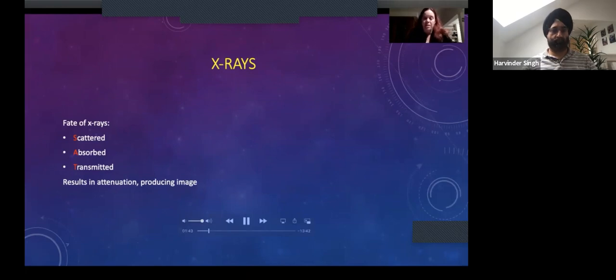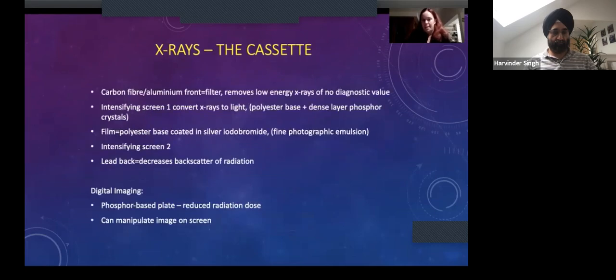Some are scattered, and this is why we use dosimeters to check the background dose in the operating theatre or the X-ray department. Some are absorbed by the tissue that they try to pass through, and some are transmitted through. This results in attenuation and allows production of the image by the X-rays falling on a cassette.